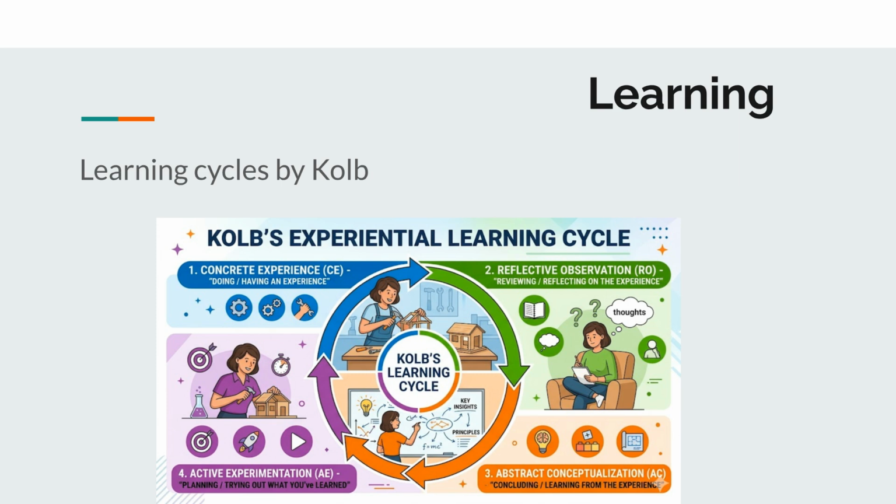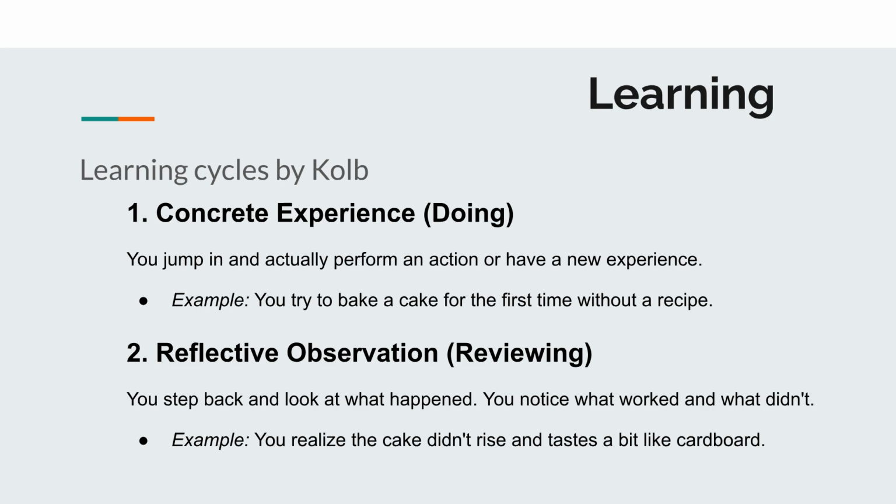different ways. Kolb's experiential learning cycle illustrates how learning is a process that moves through four stages: concrete experience, reflective observation, abstract conceptualization, and active experimentation. The cycle starts with concrete experience, or doing, where you perform an action. Then comes reflective observation, or reviewing, where you step back to see what worked and what didn't.